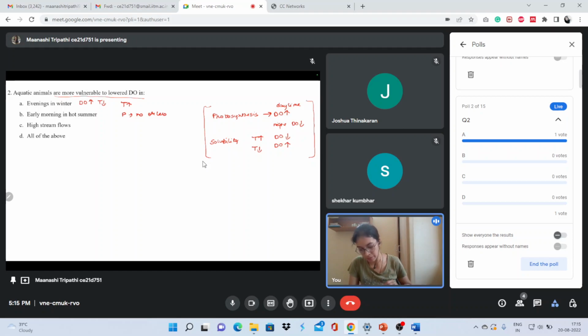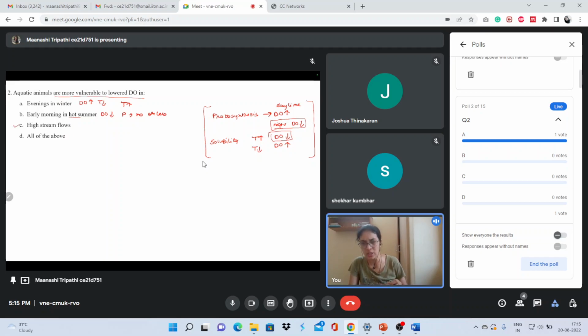Coming to option B, early mornings. What happens before early morning? Night. When there is night time, DO is consumed. DO decreases. That is one problem. The second is hot summer. When temperature is high, DO decreases. So both conditions are saying that the DO will decrease. And option C, high stream flow.